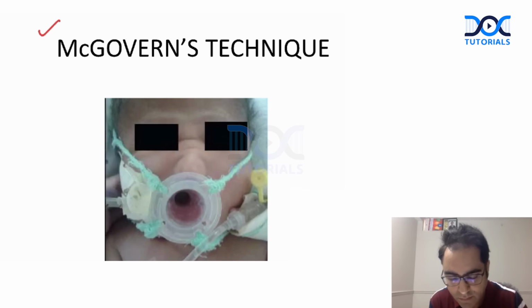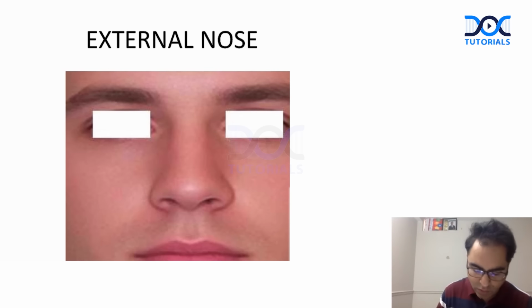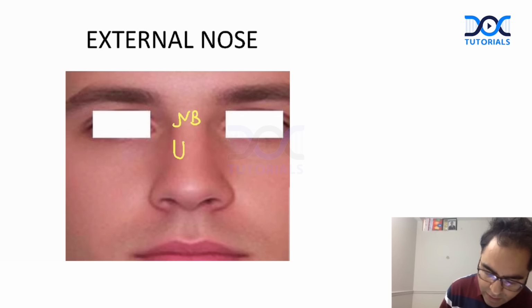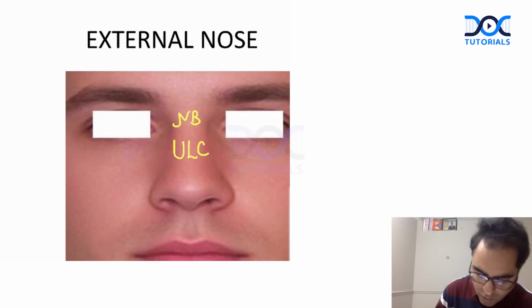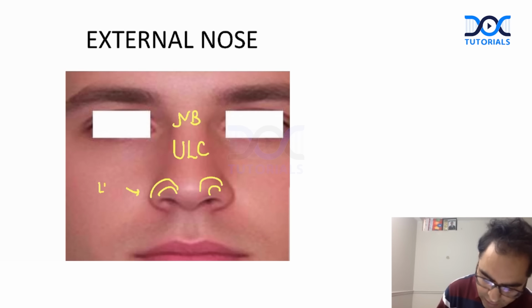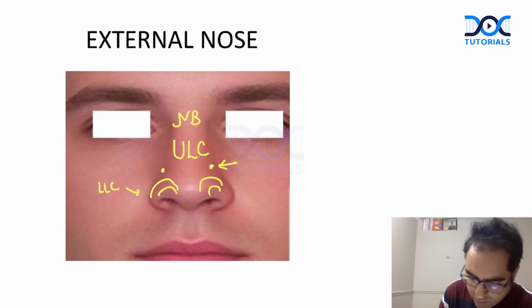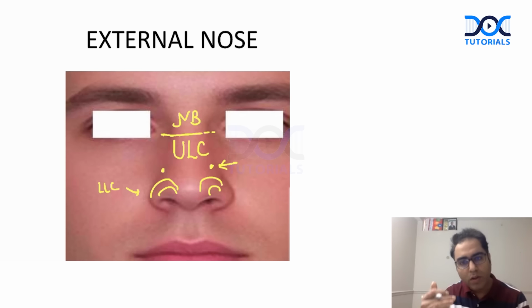Okay, now the external nose. Only the upper part is made by the nasal bones. Then we have the upper lateral cartilages, then the lower lateral cartilages. And then, very small, we have the lesser alar or sesamoid cartilages. So only the upper one third is made by bone. The remaining whole thing is cartilage.